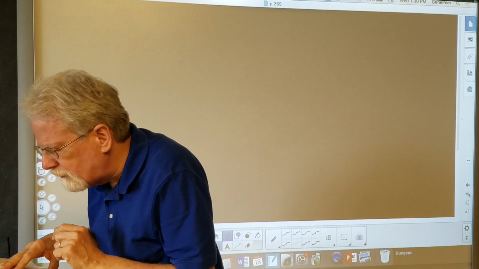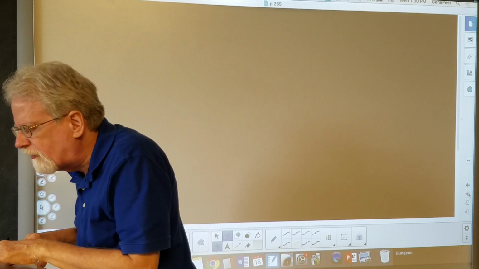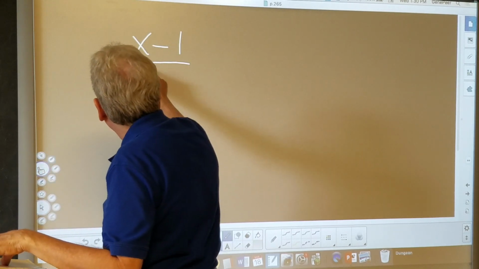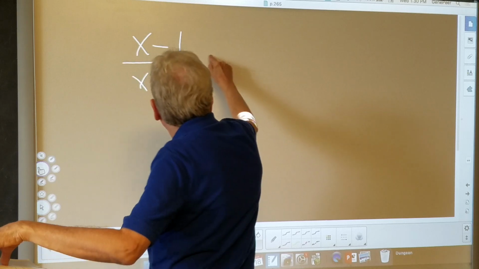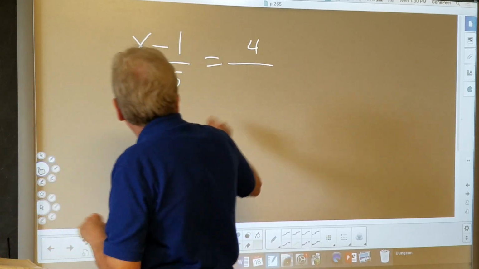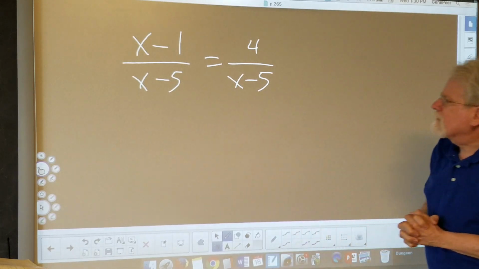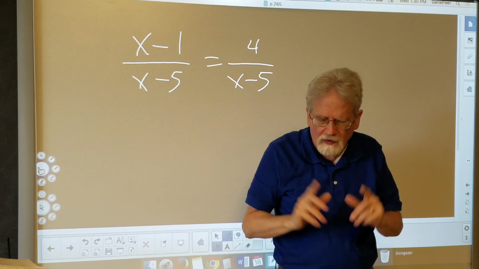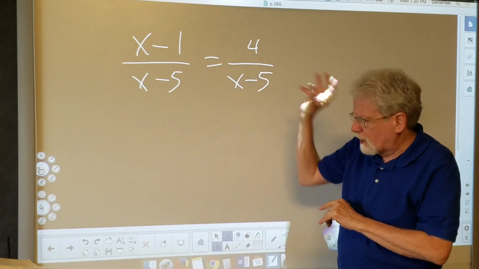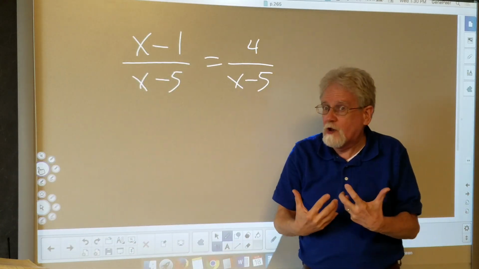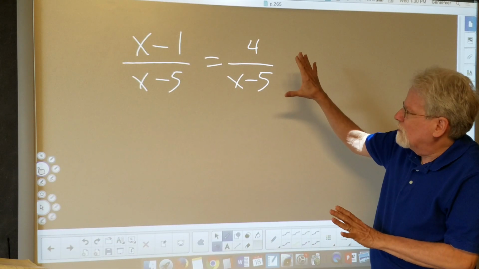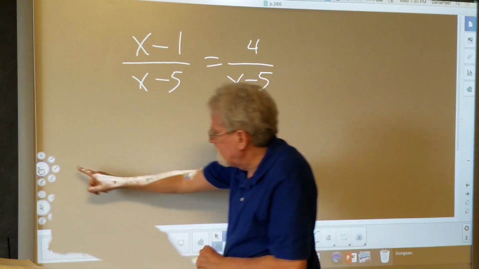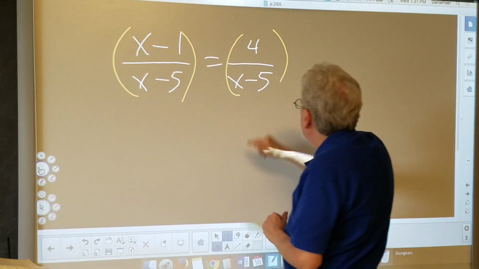A somewhat more meaningful example, example 2 on page 267. We have x minus 1 over x minus 5 equals 4 over x minus 5. And please show me what you're doing. Yes, this can be done by cross multiplying, but that's not what I'm encouraging you to practice here, because there are later problems where cross multiplication will not serve you well at all. So let's not cross multiply. Let's go ahead and do it by the same method we just saw, multiplying both sides by the LCD.